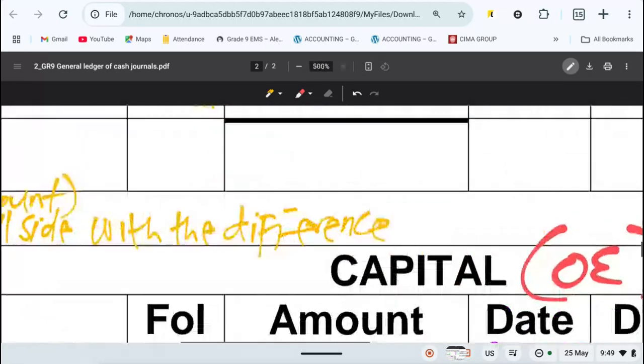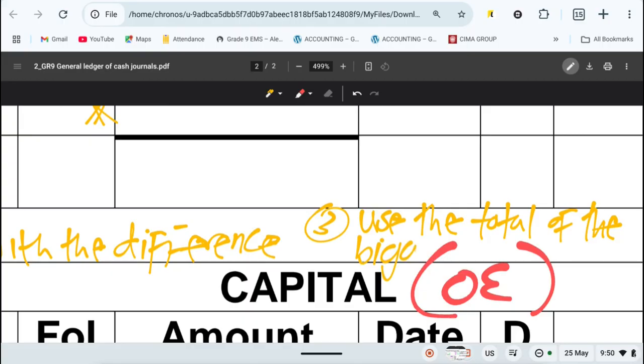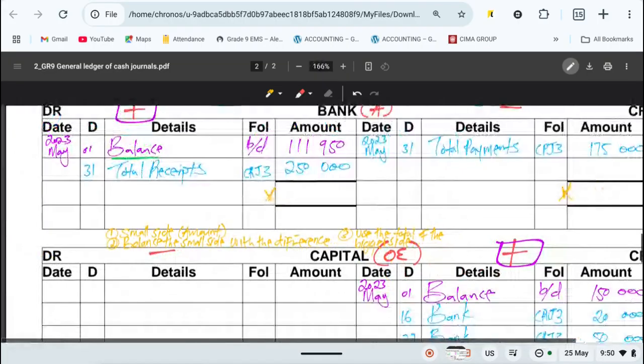Or maybe let me make this 3. Number 3, use the total of the bigger side. So use the total of the bigger side. So you can use the total. The total of the bigger side is always the total. What do I mean?